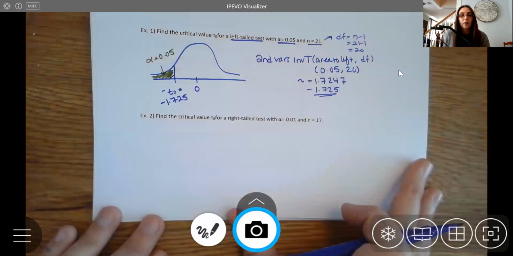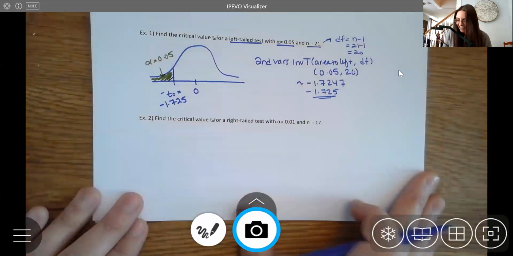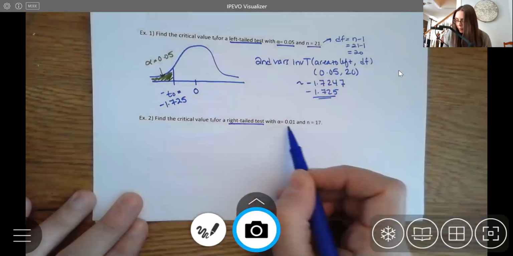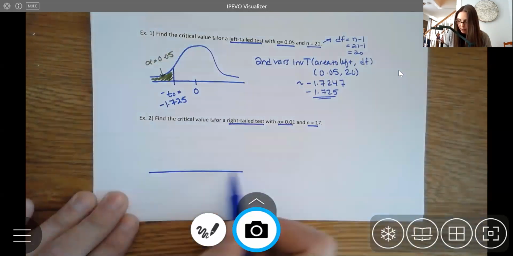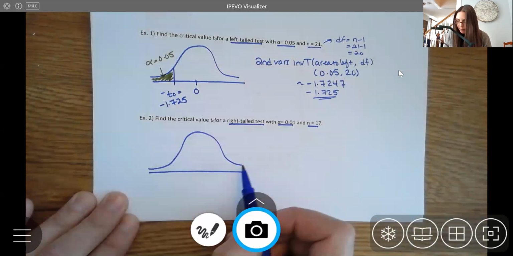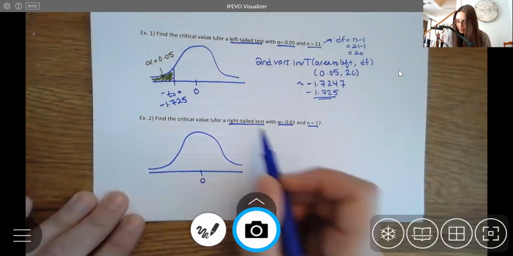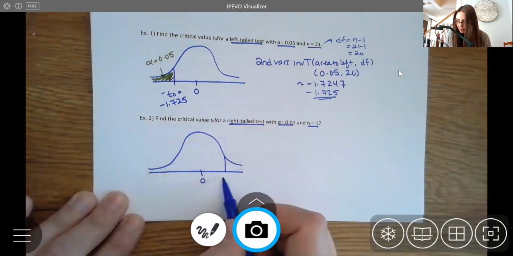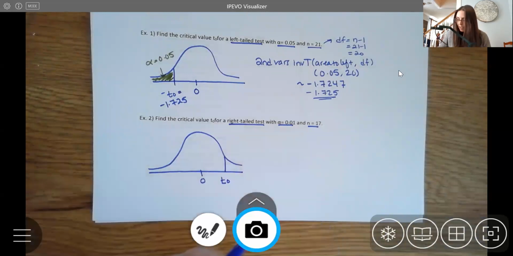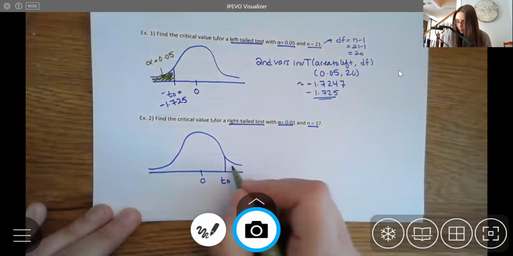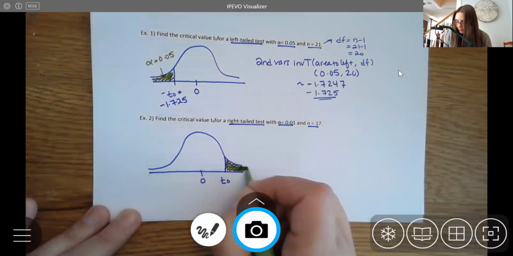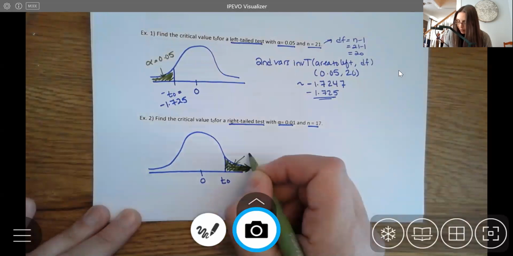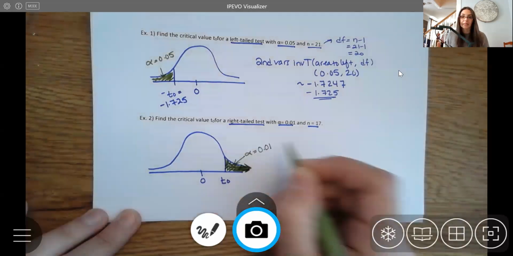All right. Find the critical value for a right tail test. So I'm going to do one of each. Alpha is 0.01 here and n is 17. So again, I'm always going to start with a picture. That's a bad bell curve, but you guys get the idea. So right tail test, so my value is somewhere over here. And that whole alpha is going on this right tail, right? It's going to keep going. So that whole alpha of 0.01 is going on the right tail.